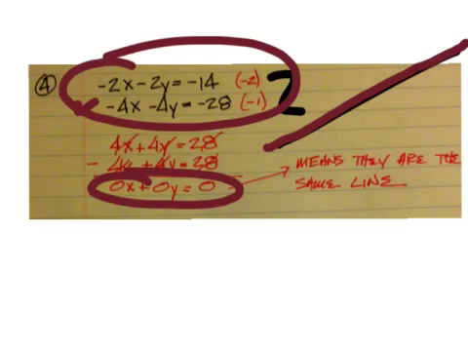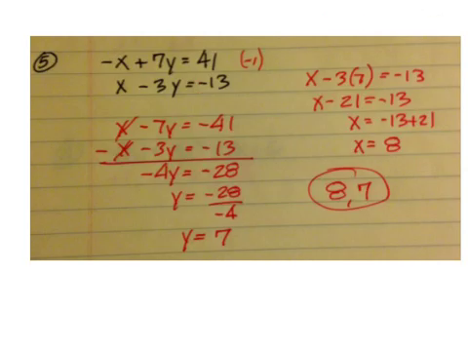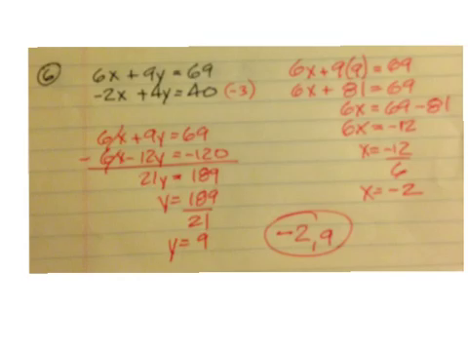Not everything is the right answer for X and Y for the equation, because it's got to fall on the line that they create. And we haven't done that yet. So I'll take whatever you have for 4. 5, 8, and 7. 6 is -2 and 9.